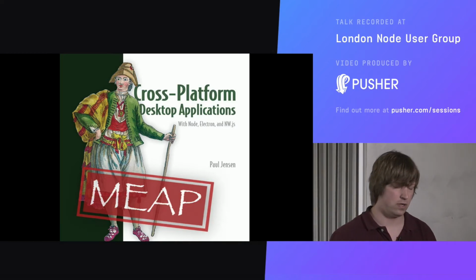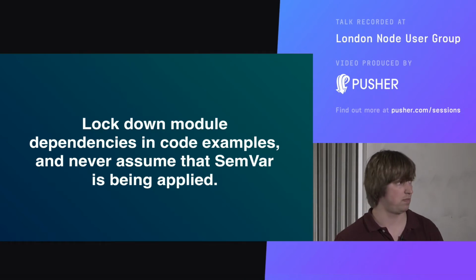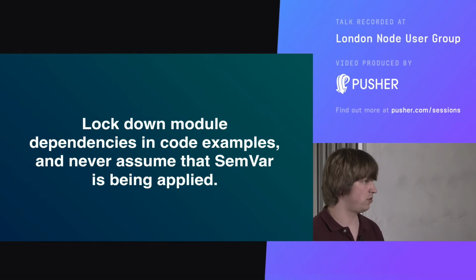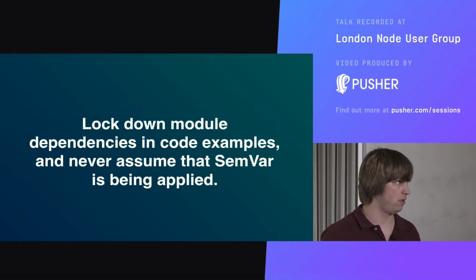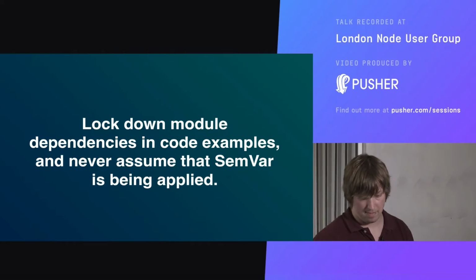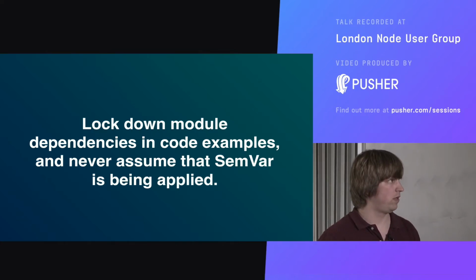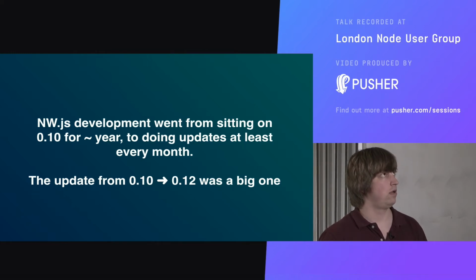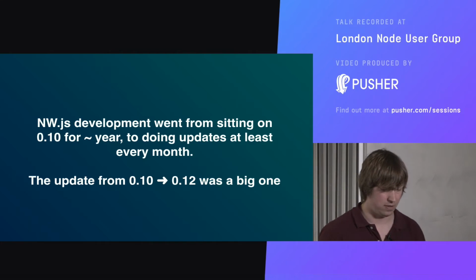The other thing I learned as well, running a book, is you really have to lock down your module dependencies in code examples, and never assume that semantic versioning is ever being applied to any of the libraries that you're relying on. For a good example, originally when I was running the book, a lot of it was on NW.js 0.10, which was a very stable version. It's been pretty much left like that for a year.